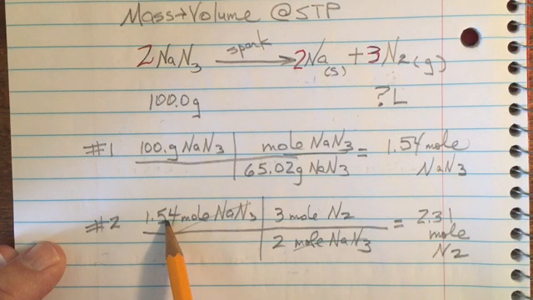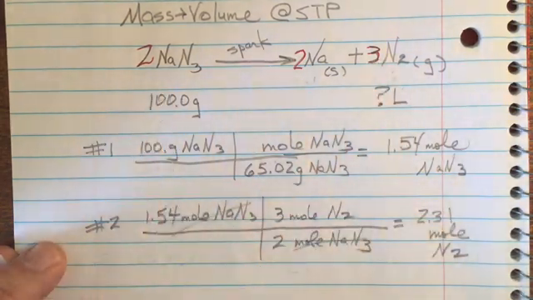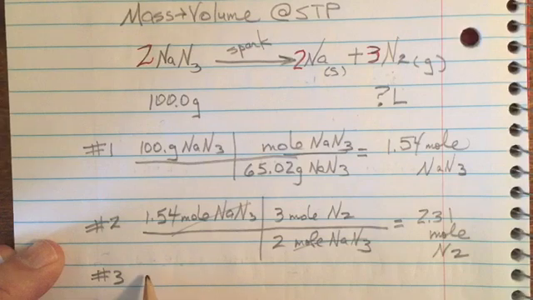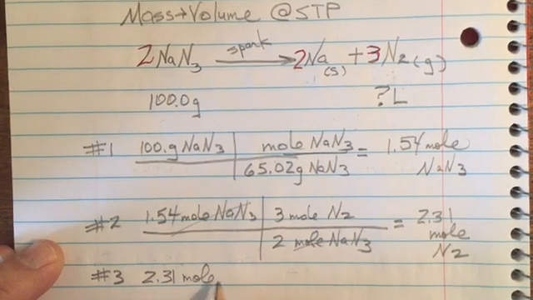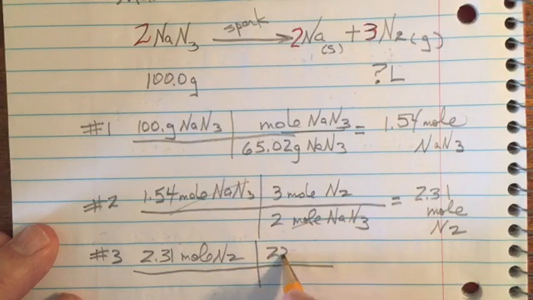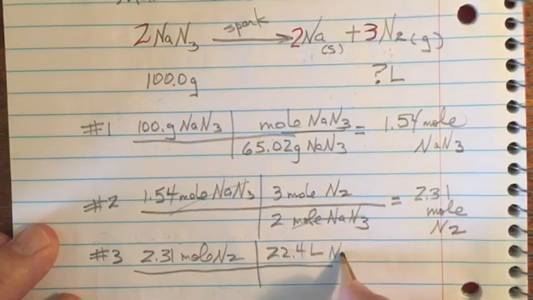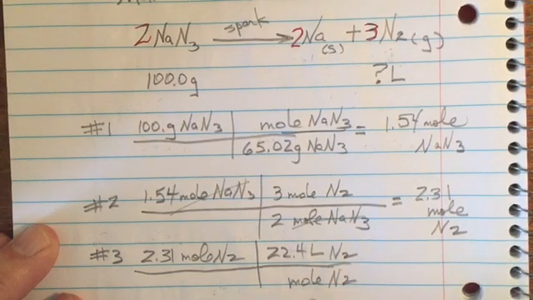After multiplying the moles of NaN3, sodium azide, by 3 over 2, which is the mole ratio of what I'm looking for over what I started with, I get 2.31 moles of N2 gas. And then the final step, of course, is to do something different here than we do in mole-to-mole calculations. Multiply the number of moles of N2 that we calculated times the molar volume of N2, which is equal to 22.4 liters of N2 per mole of N2 at STP.